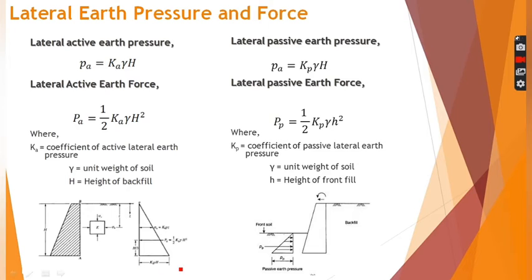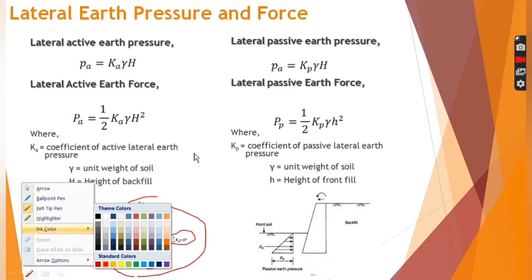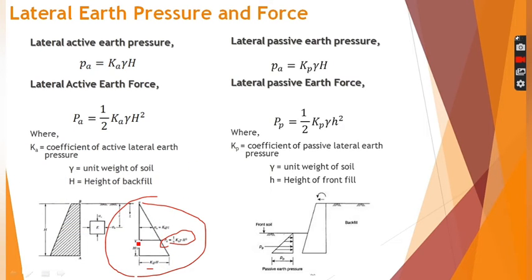So this is the lateral earth pressure diagram for this particular retaining wall, and this is the lateral pressure and this is the lateral force. And as we all know, in a triangle the lateral force acts at its centroid, which is at a distance of h by 3 from the base. So the lateral earth force acts at a distance of h by 3 from the base of the retaining wall, and its value is half Ka gamma h square.